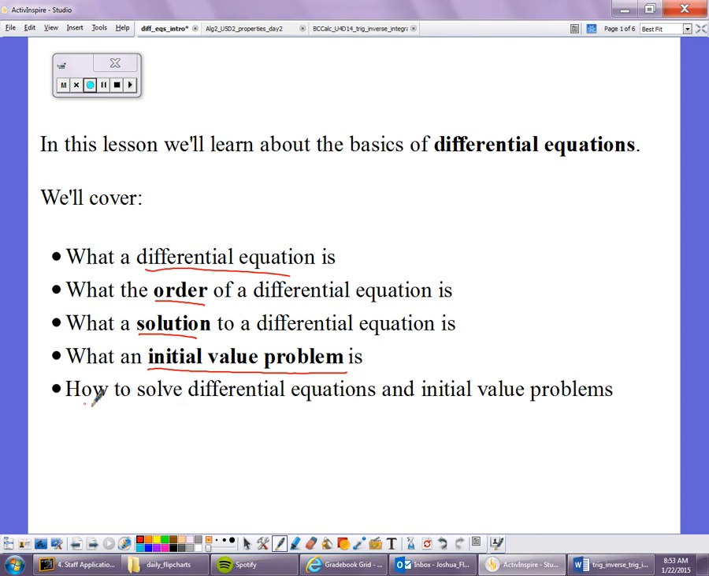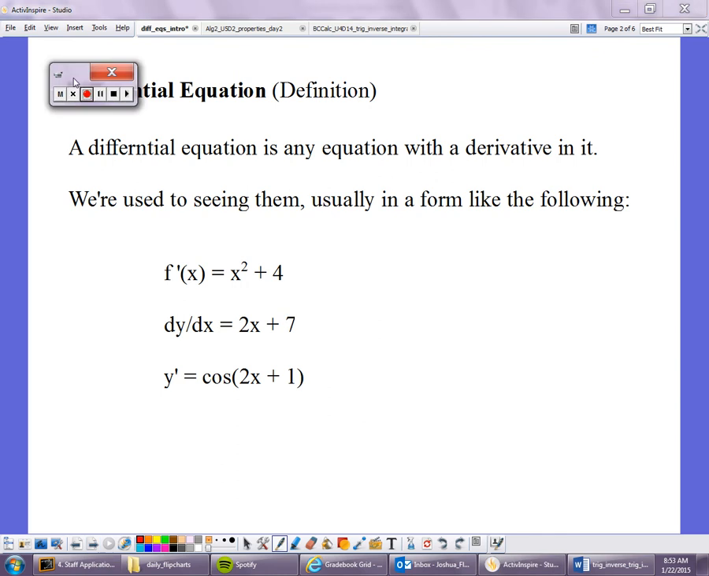And really, for this part, we're just going to be looking at some pretty easy cases, things we actually already know how to do. We'll talk about harder cases in later lessons. Okay, so move this out of the way. What is a differential equation?